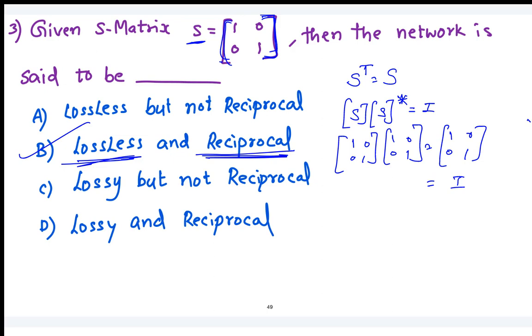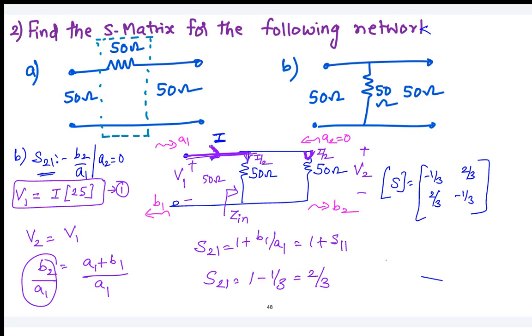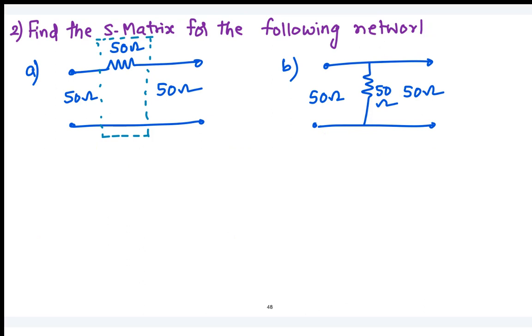I'll give you another example. Just see the previous example. What are the values you are getting? This one. Is it reciprocal or not? Have a look at this. Yes, sir. Verify whether it is lossless or lossy. So your S matrix will be minus 1 by 3, 2 by 3, 2 by 3, minus 1 by 3. If the S matrix is real, your complex conjugate is also S only, right?